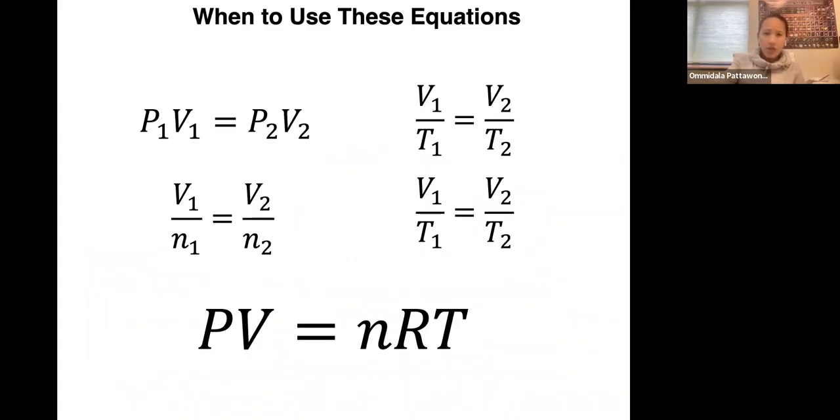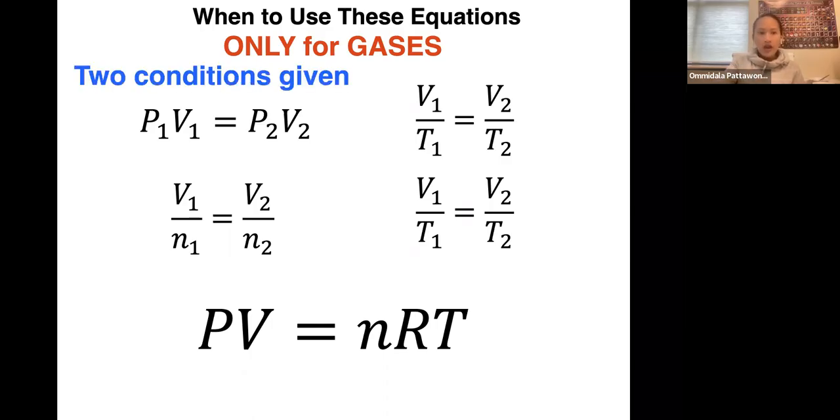To answer this, I want you to jot this down, because when you see a problem on the exam, you need to know exactly what type of equation you need to use. Whenever you are given a gas problem, anytime you see gas, pressure, volume, or temperature, it is going to be one of these equations that you need to use.